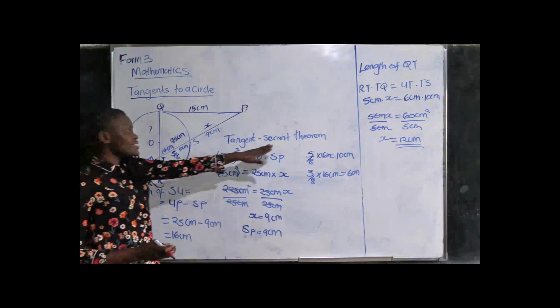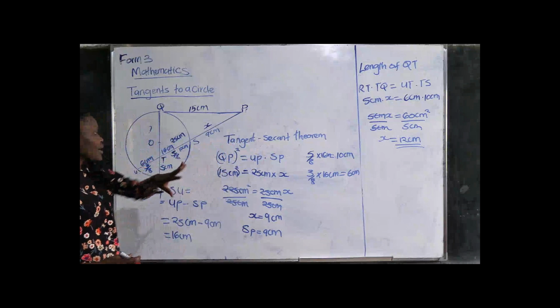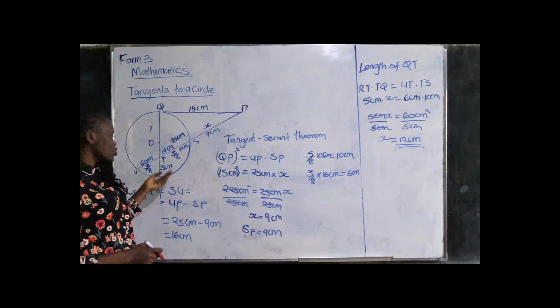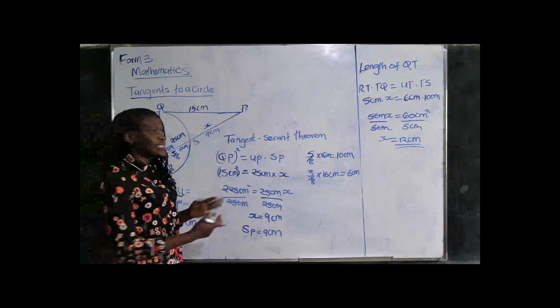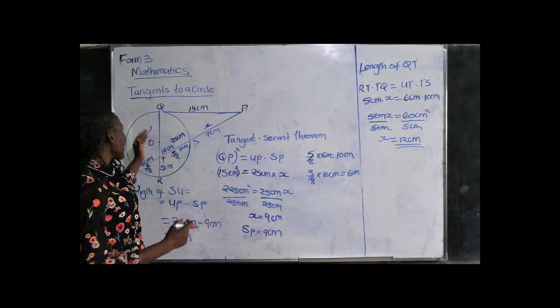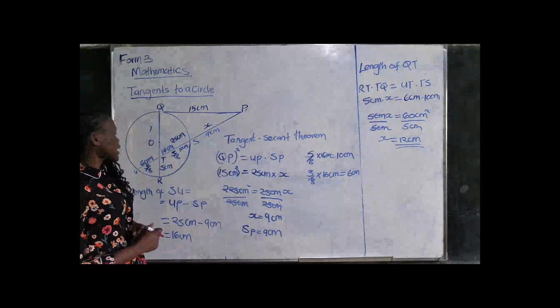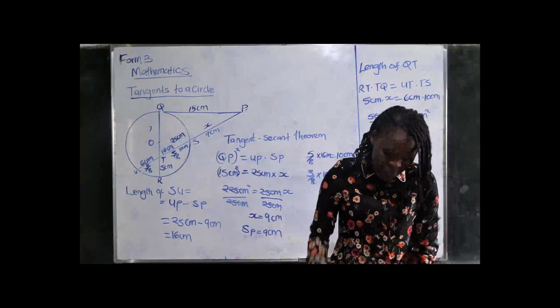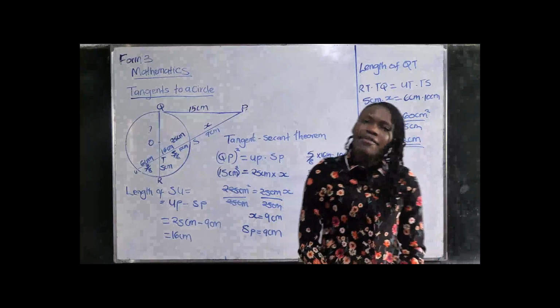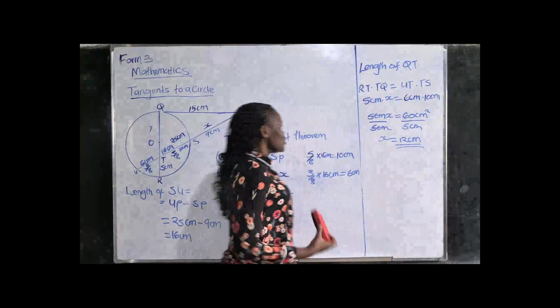We have used the tangent secant theorem to find the value that we have, that is the SU, and after that we have used the properties of intersecting chords to find the value of QT. I want us now to do this example as we have a break. I'll draw the diagram.